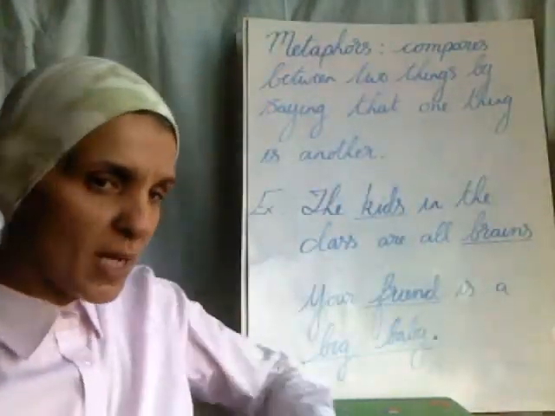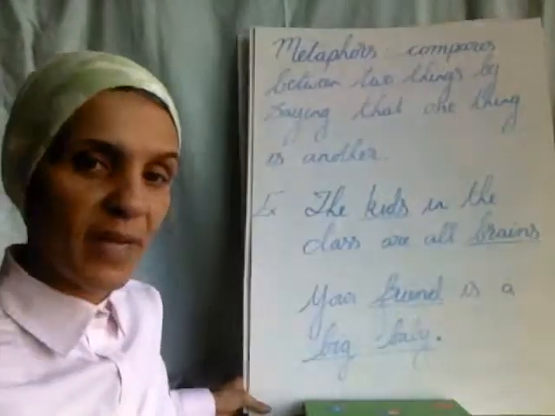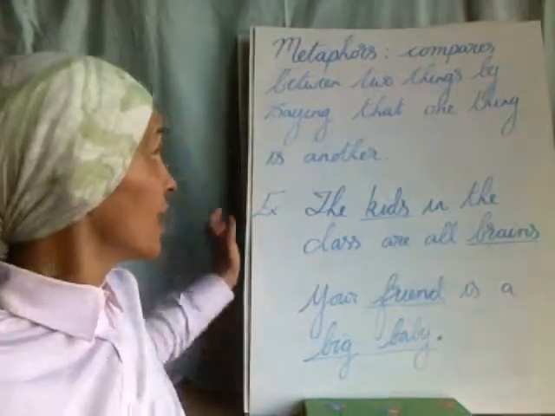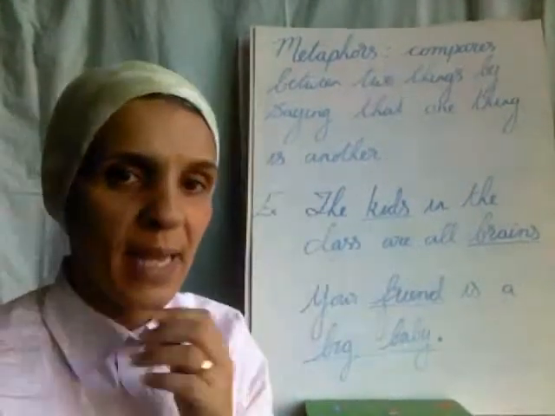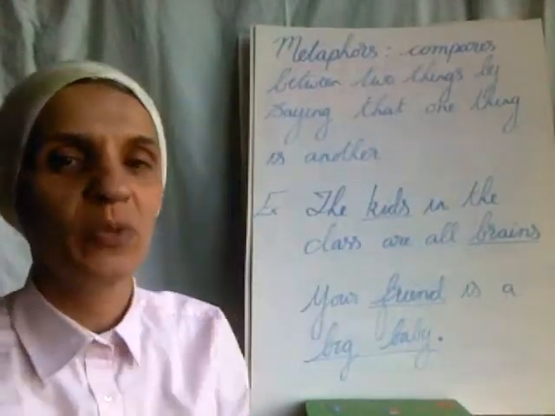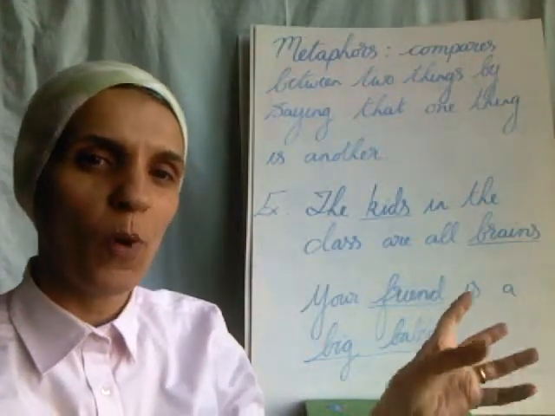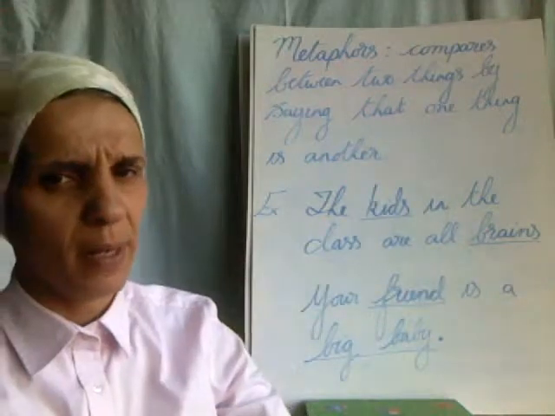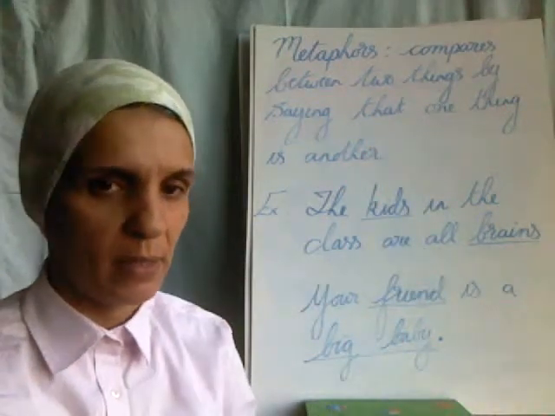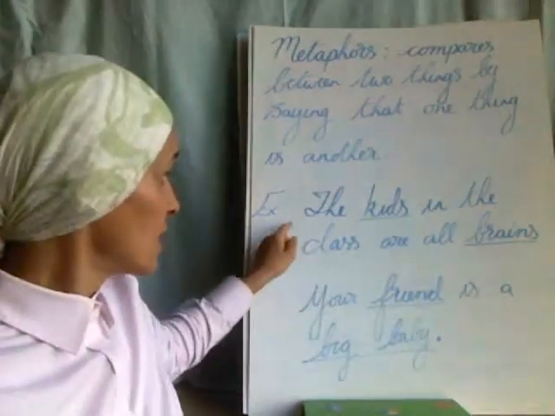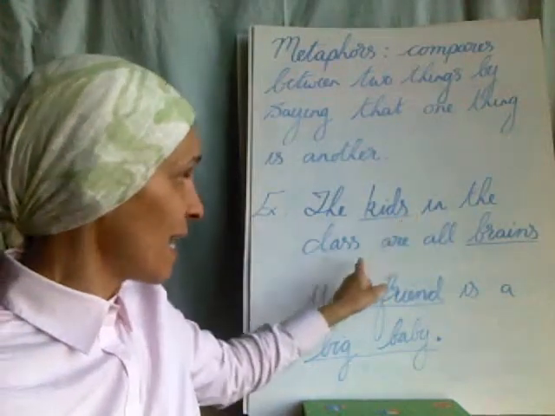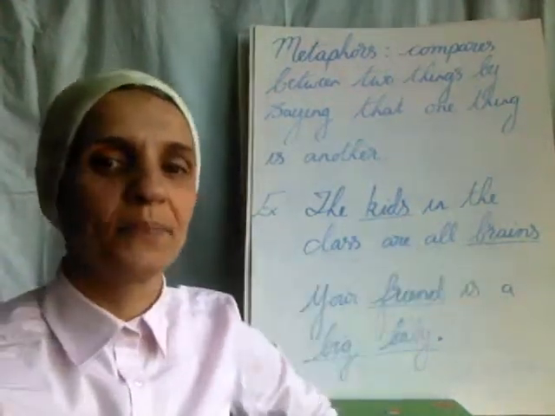Okay. The other type of figurative language that we're covering today, they are called metaphors. And metaphors, they compare between two things, but they are just saying how one thing is another without using as or like. Okay, and the first example, the kids in the class are all brains.